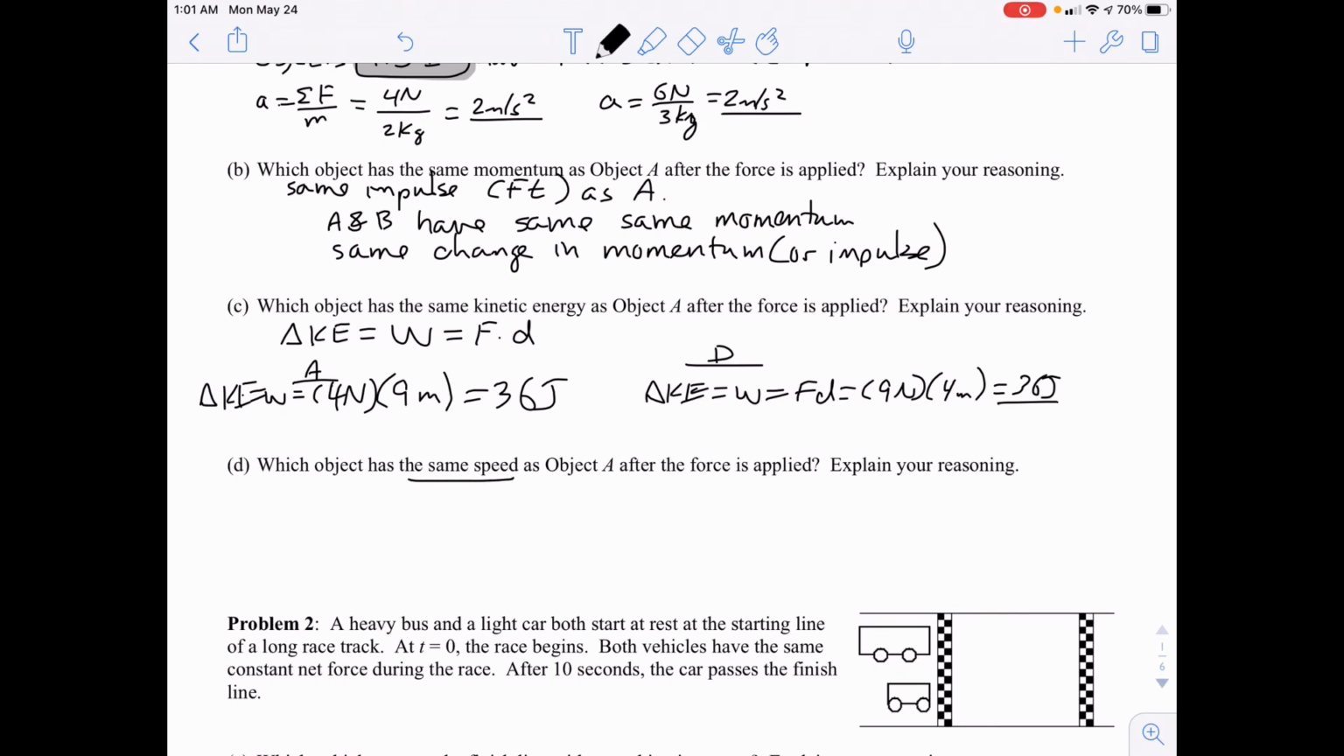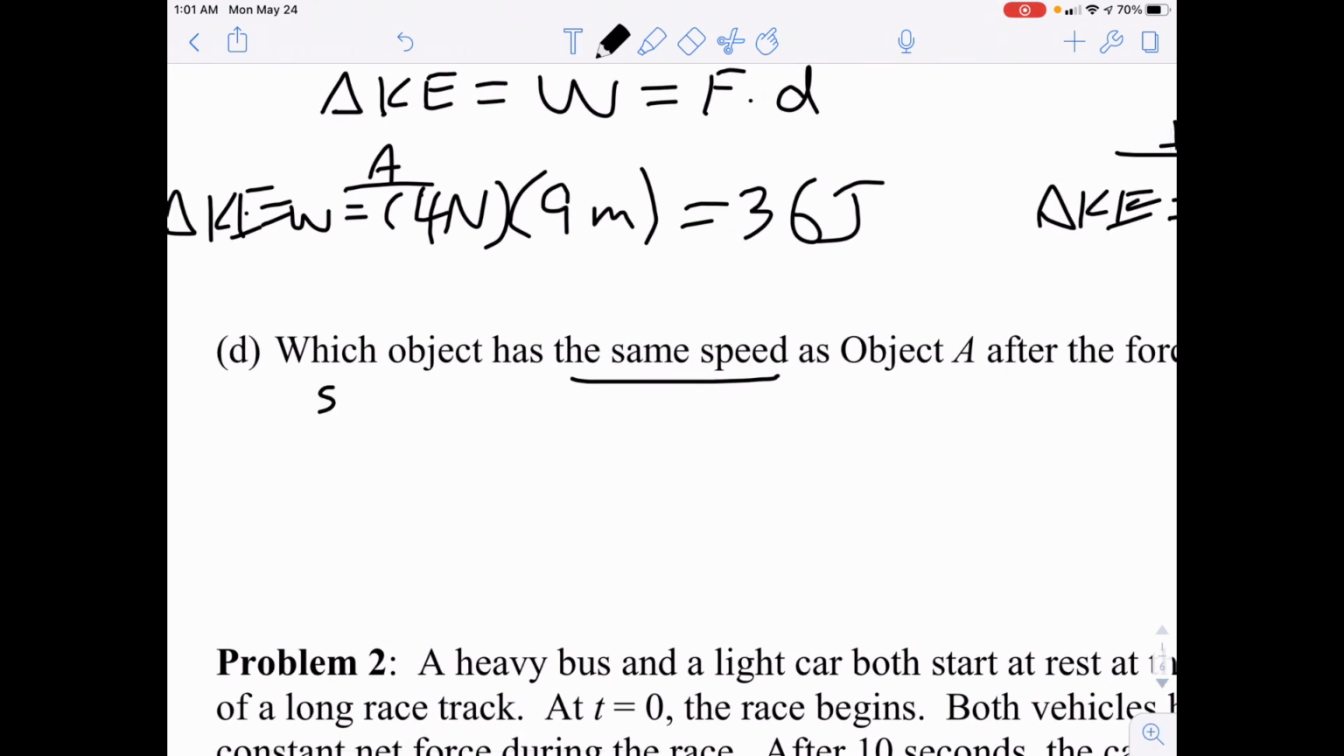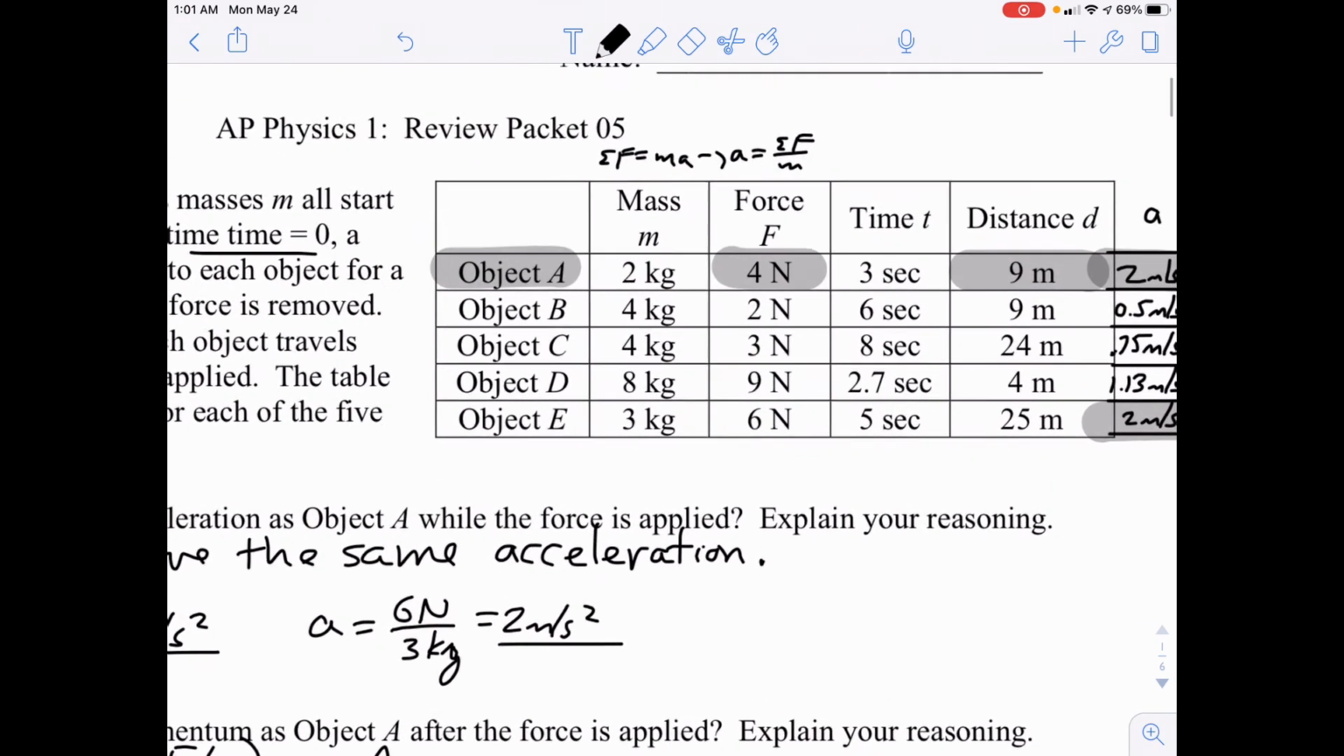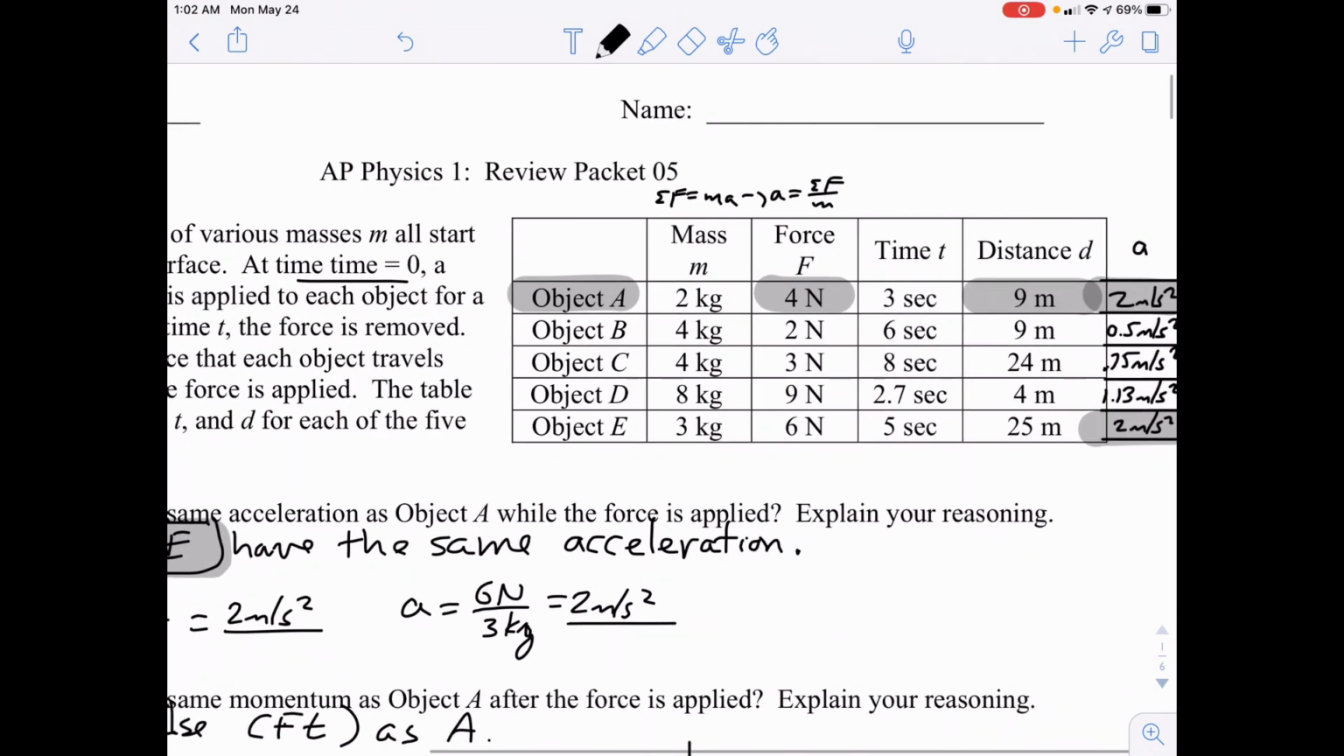Well, there's a couple ways we could approach this one. Same speed would be the same distance divided by time. That would be 1. Another way we could look at it, the distance divided by time, so distance, it would be 9 divided by 3, which would be 3 meters per second.